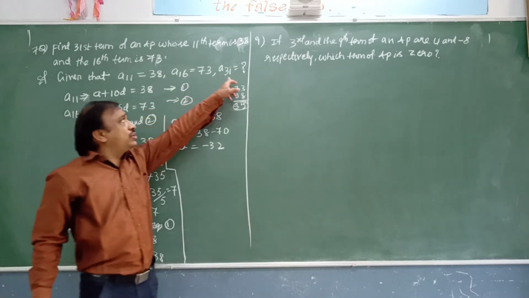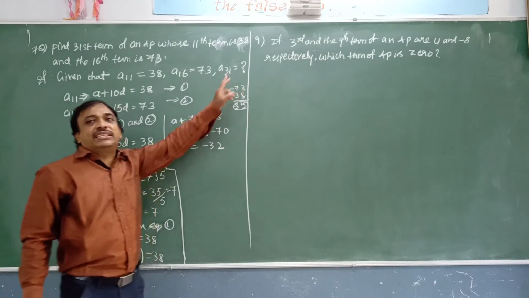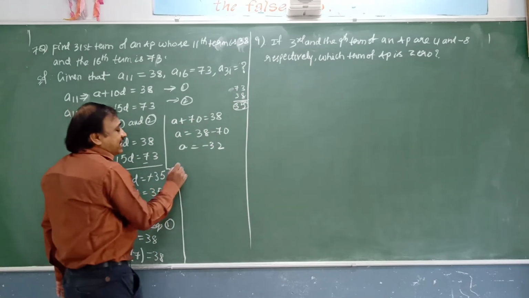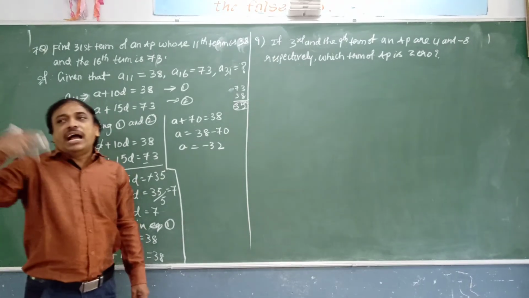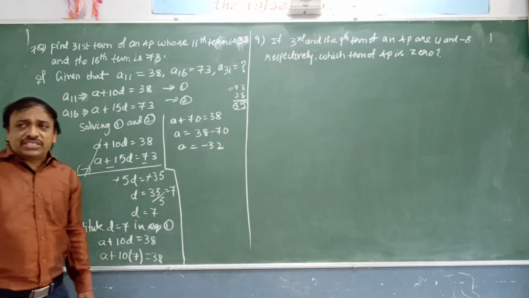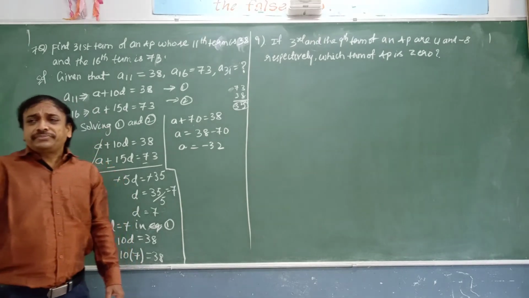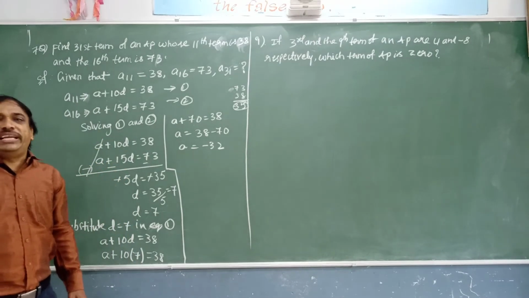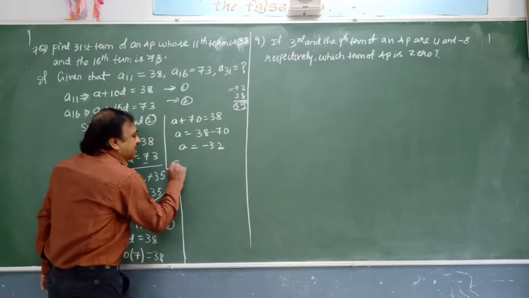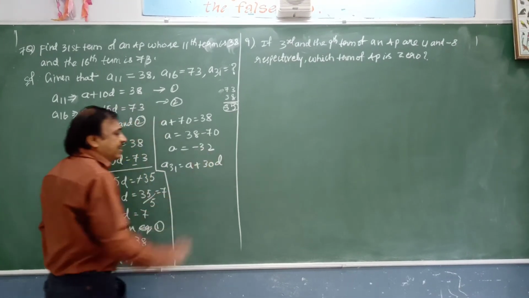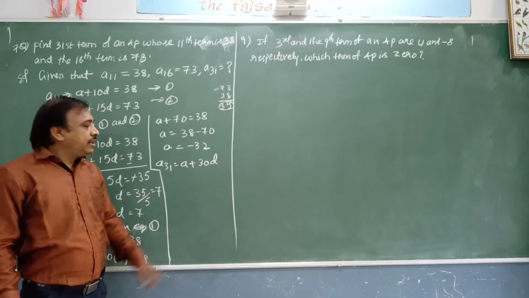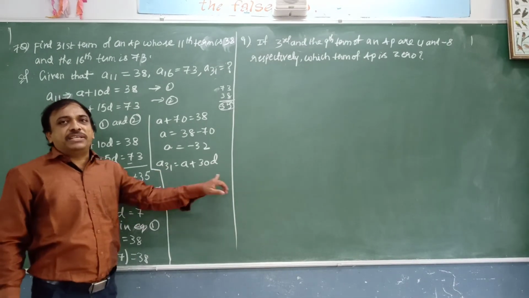What do we have to find out? We need to find out A31. What is the formula for A31? You can use the formula AN is equal to A plus N minus 1 into D. As we know, the first term is A, the second term is A plus D, the third term is A plus 2D, so directly you can apply. A31 is equal to A plus 30D.